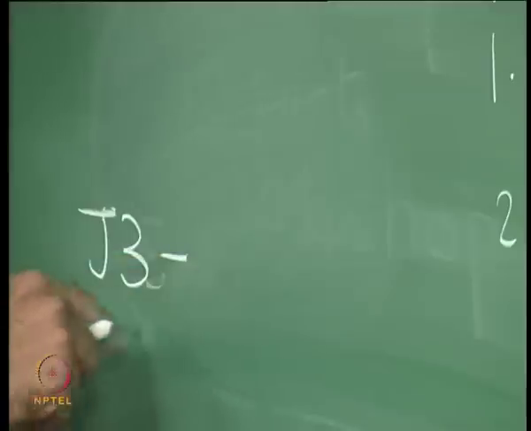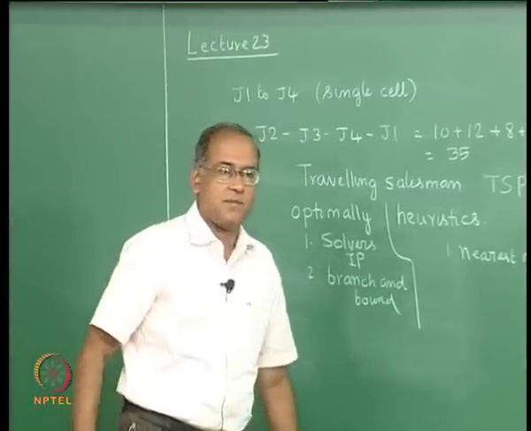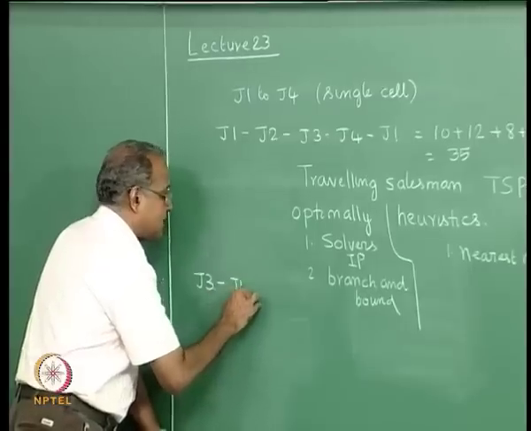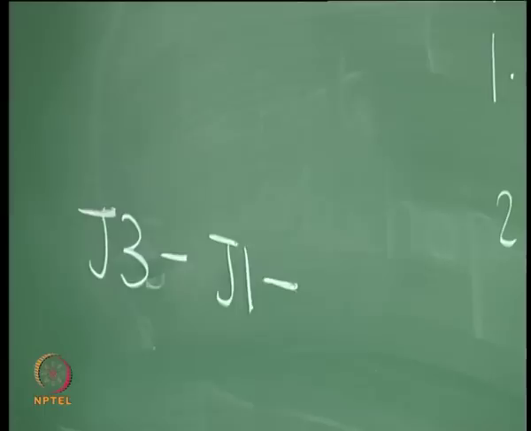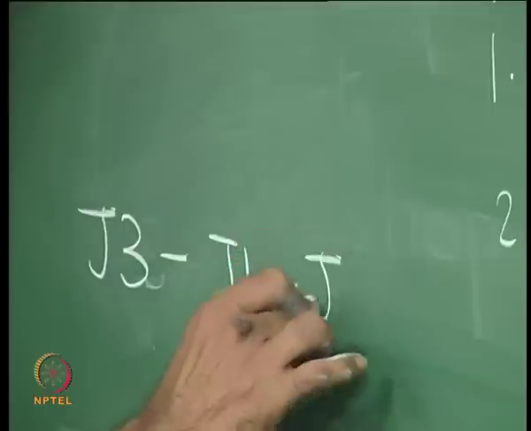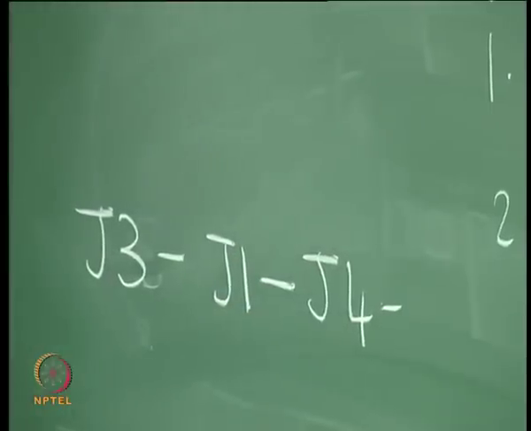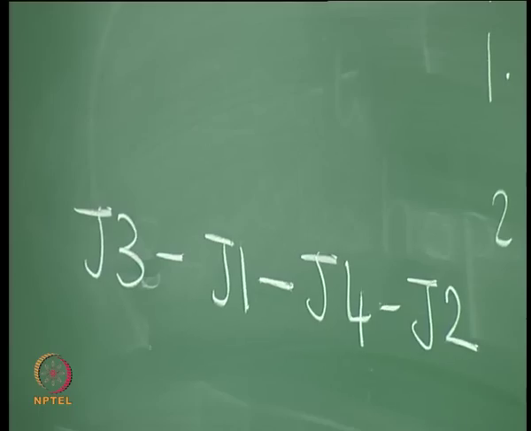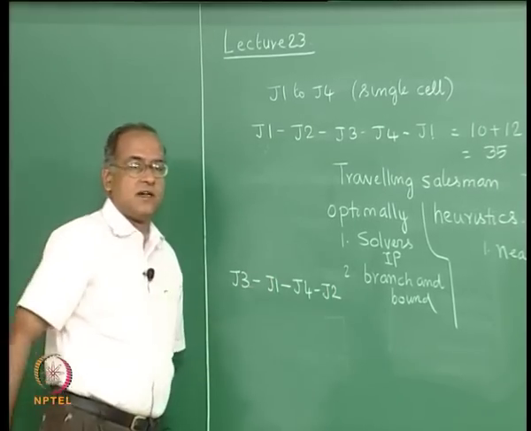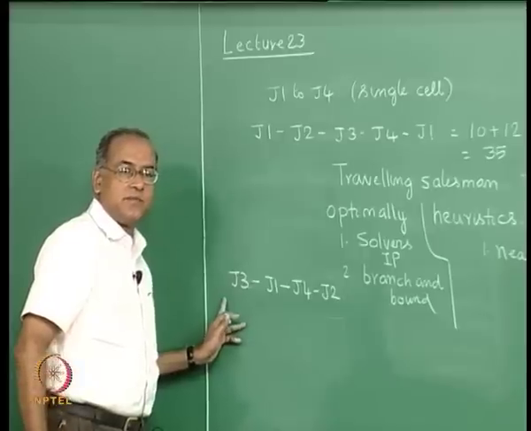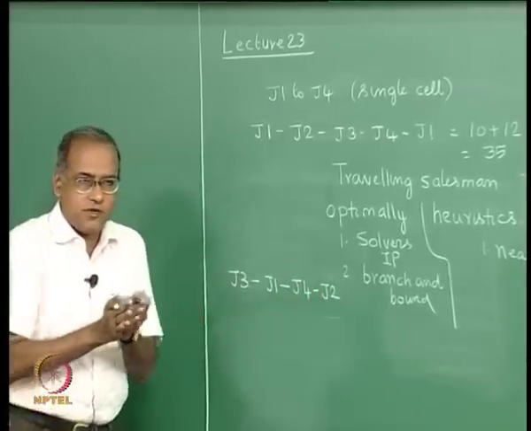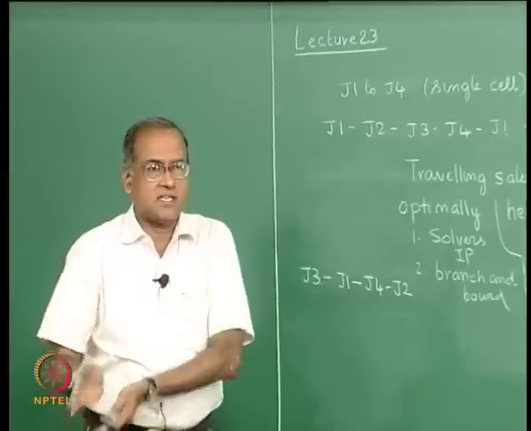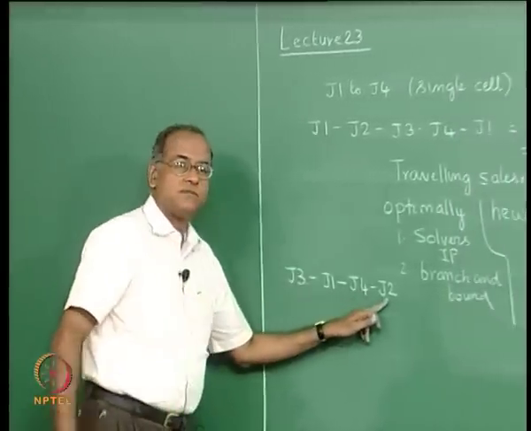From J3 we could do a nearest neighbor: from J3 we go to J1, from J1 we go to J4, and from J4 we go to J2, all based on the nearest neighbor. Then we can leave it here. We need not come back to J3, because at the end of this shift we would have produced the last part, J2, and we will leave it there. The next shift can begin with J2.